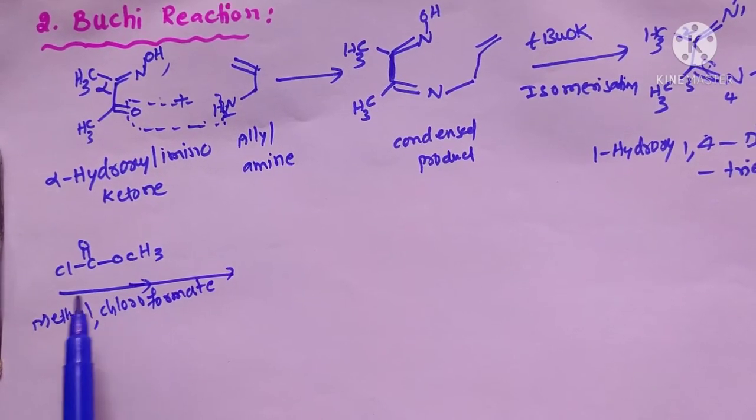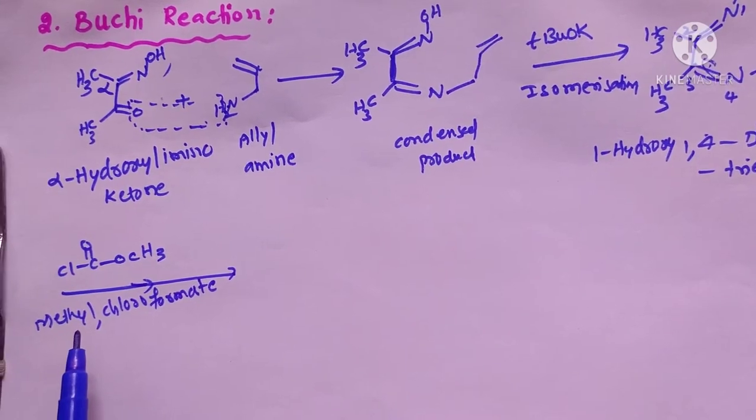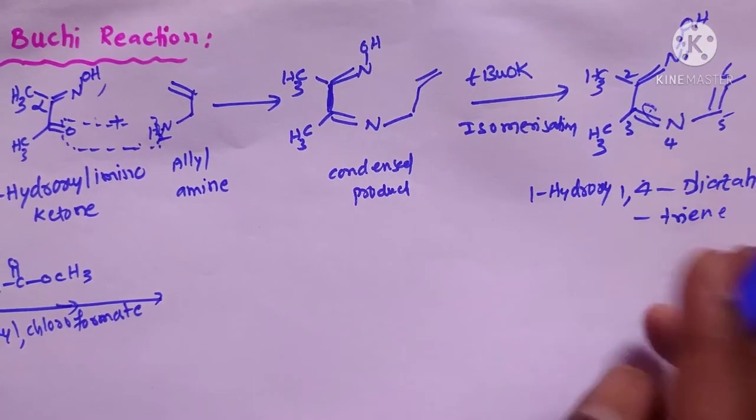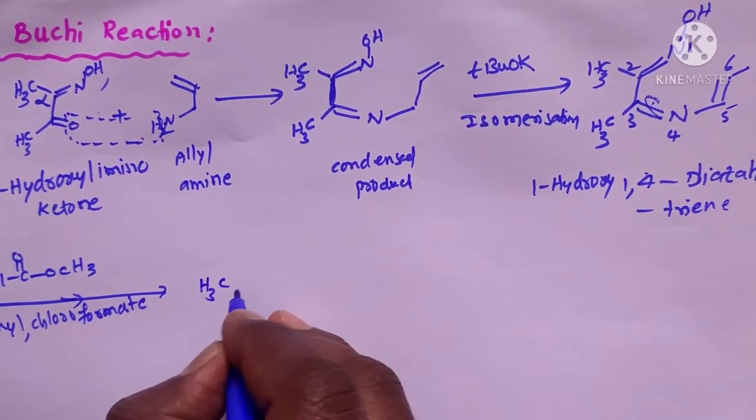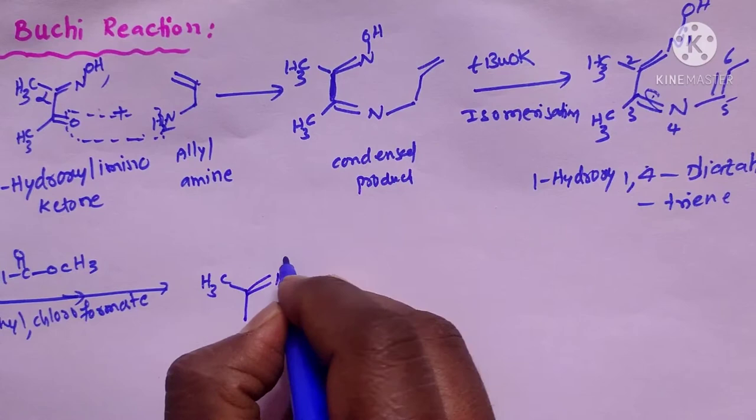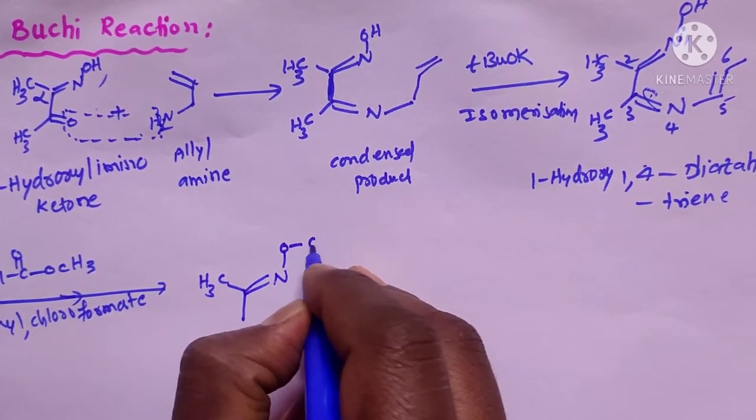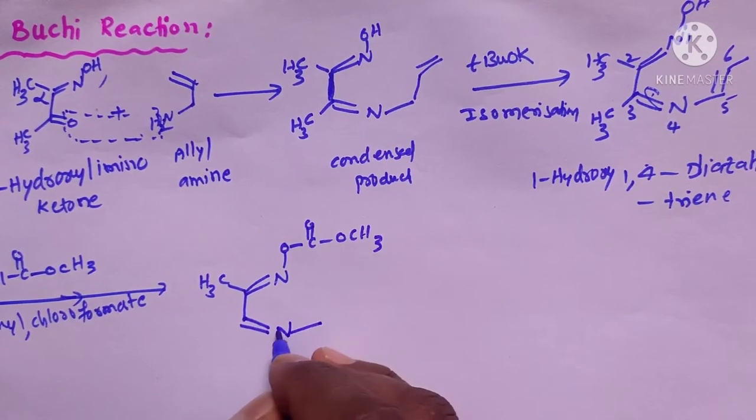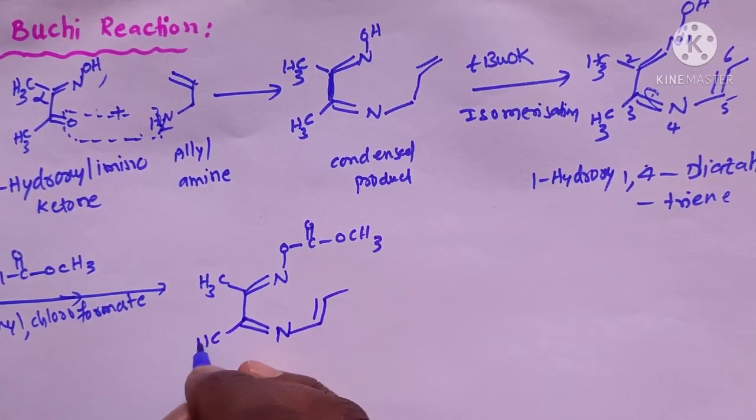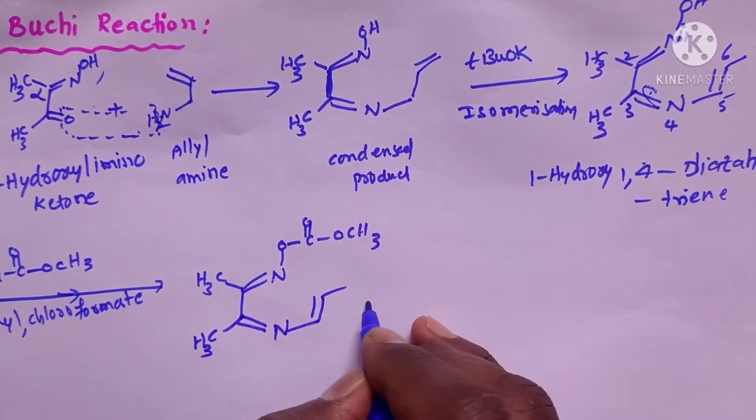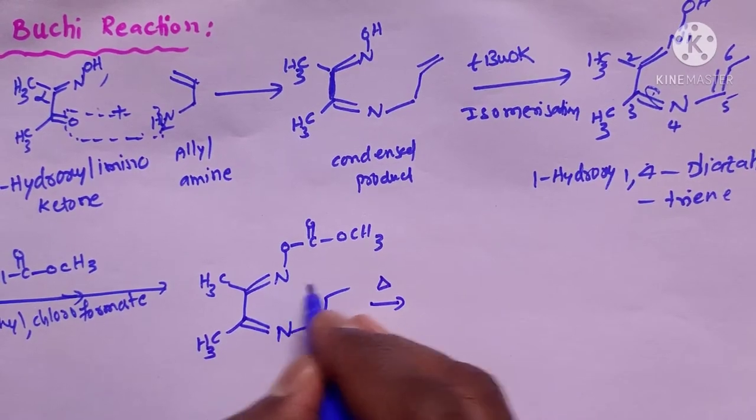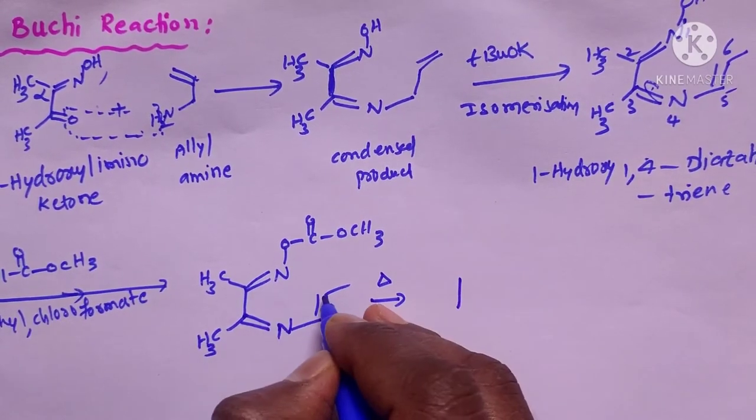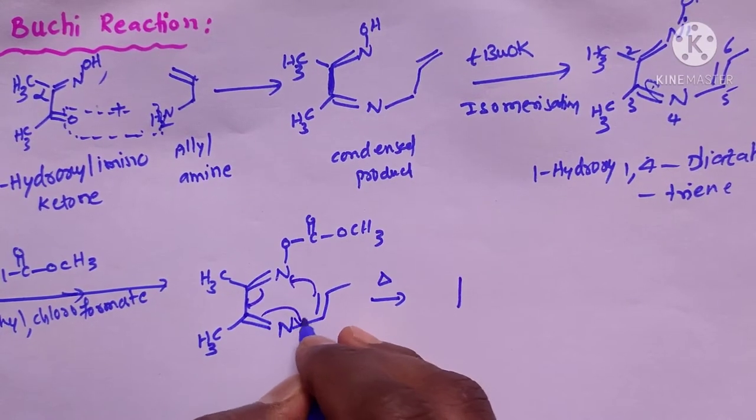So when we treat with this methyl chloroformate, O acetylation takes place, that means acetyl group will be substituted on the oxygen of the hydroxyl group. So as a result, we get this one. And this on heating cyclization takes place, and here we get the cyclized product. Okay, this one shifts here, and this one shifts here, and this one shifts here.